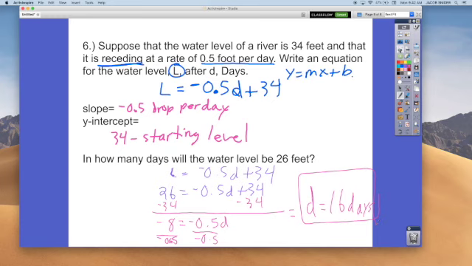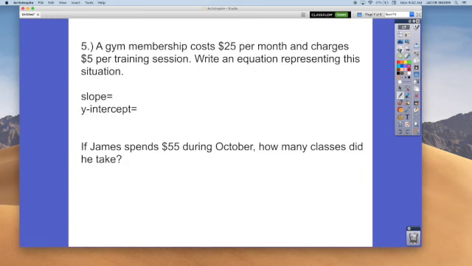All right, here we go. I want you to do one more on your own. Try this one out. A gym membership costs $25 per month and charges $5 per training session. Write an equation representing this situation. So it costs $25, we're just going to put a month, and charges $5 per training session. Write an equation that represents the situation.